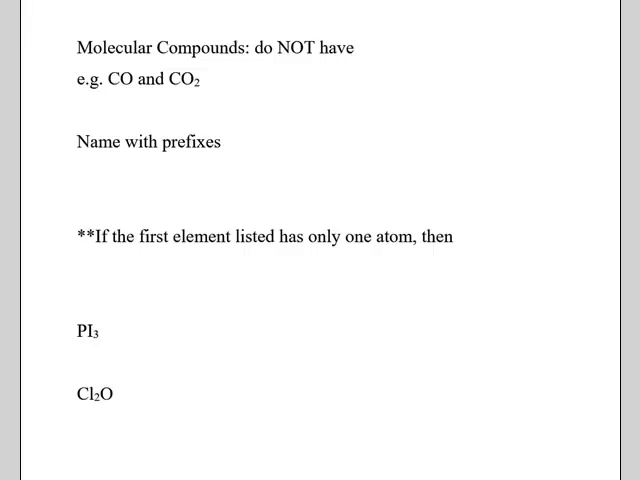Next, we want to look at naming molecular compounds. Molecular compounds are composed of two nonmetal elements only. So because we only have nonmetals, we do not have cations and anions. It's not an ionic compound. So for example, CO, carbon and oxygen are both nonmetals.